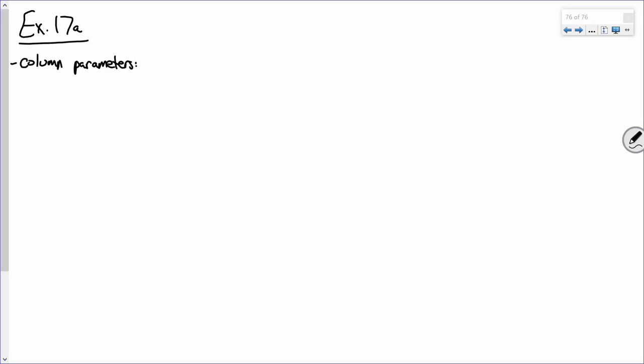all right, so f'c for this column is 4 ksi and fy is 60 ksi. Now, the dimensions of this column are square, right? They're 16 inches. And then, what about the area of the reinforcement? We have 8 number 9s, so what is the area? 8 square inches. Units.